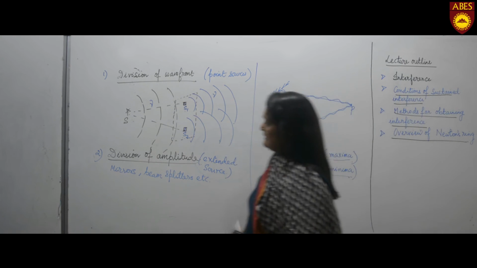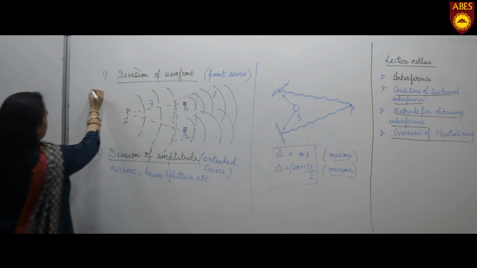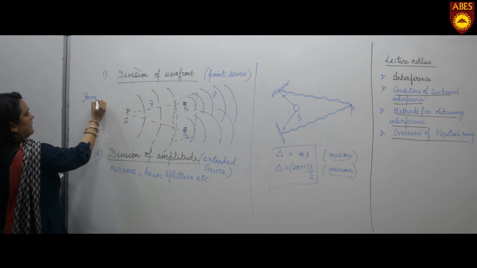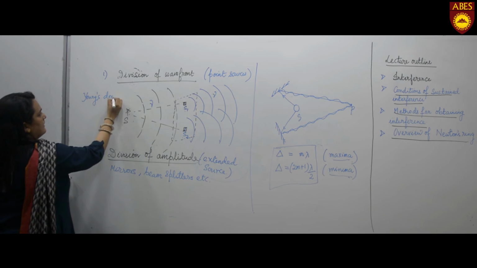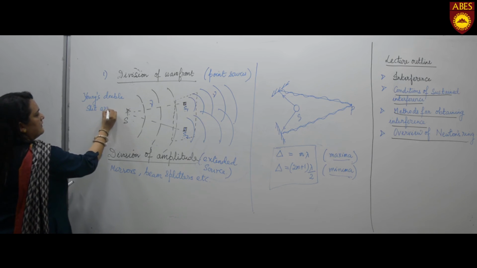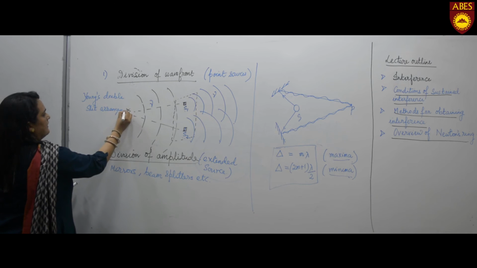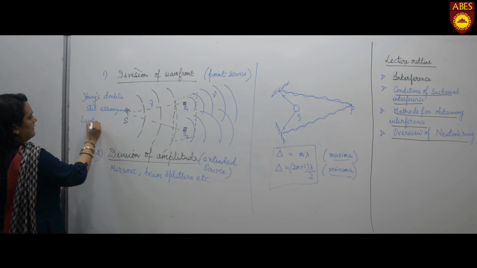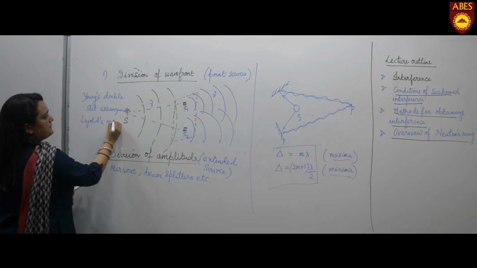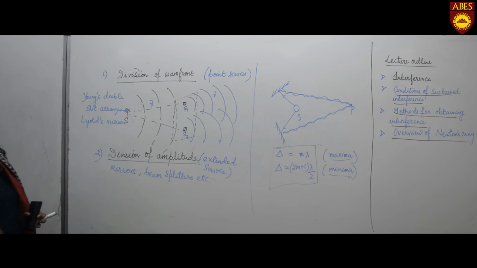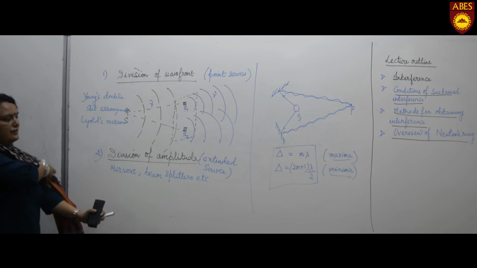Now in this method we have Young's double slit arrangement. We have Lloyd's mirror experiment, which are largely utilized for understanding the basic concepts of interference through division of wavefront.